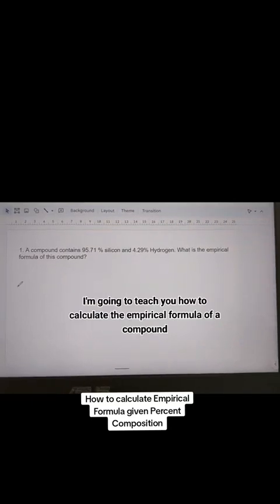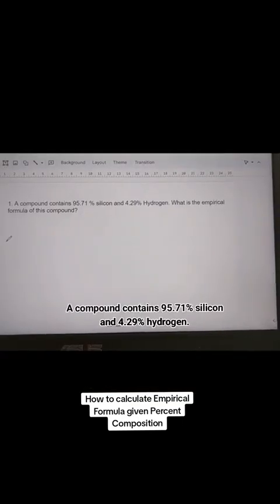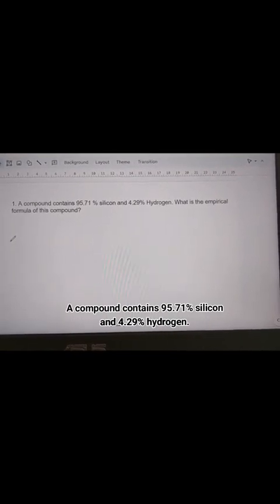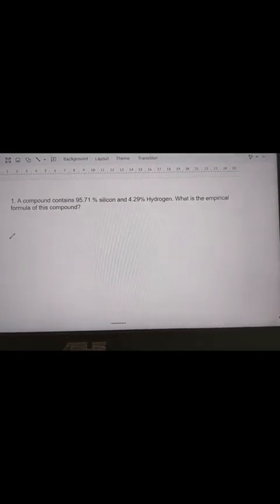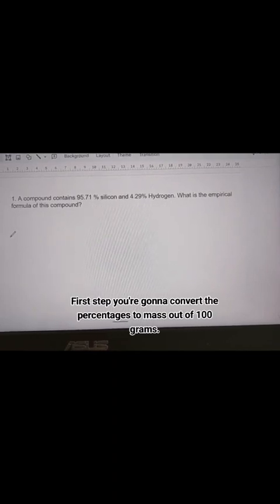I'm going to teach you how to calculate the empirical formula of a compound given the percent composition. A compound contains 95.71% silicon and 4.29% hydrogen. What is the empirical formula of this compound? First step, you're going to convert the percentages to mass.